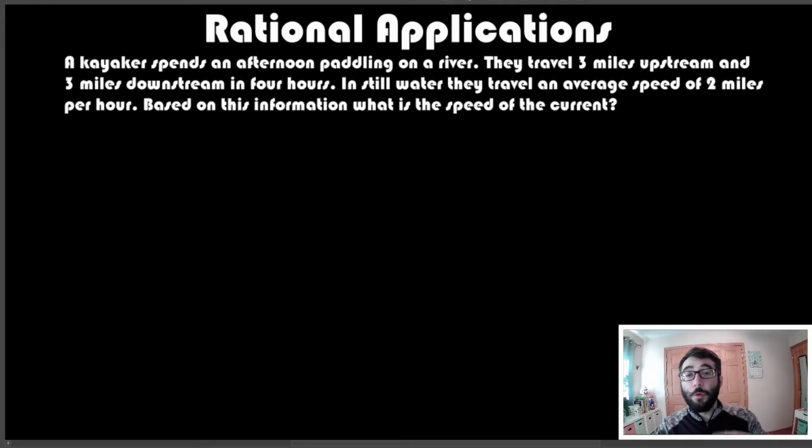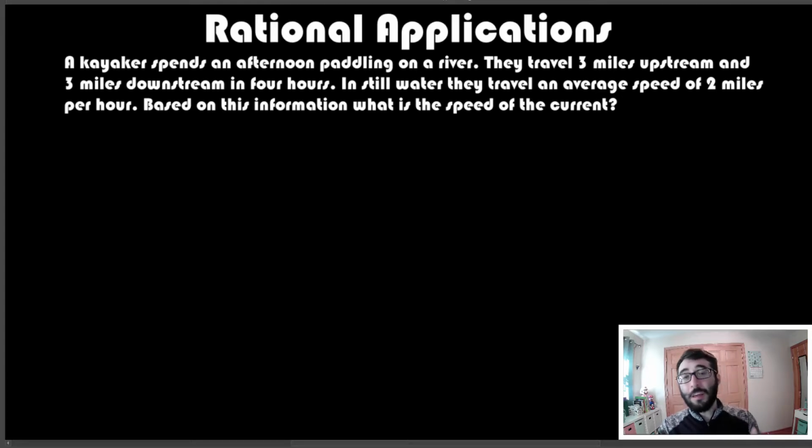So for example, this problem here. A kayaker spends an afternoon paddling on a river. Now they travel 3 miles upstream and 3 miles downstream in a total of 4 hours. In still water, they travel an average speed of 2 miles per hour. Based off this information, what is the speed of the current?